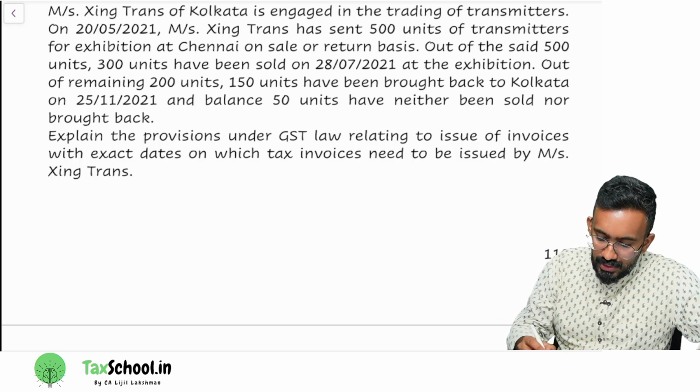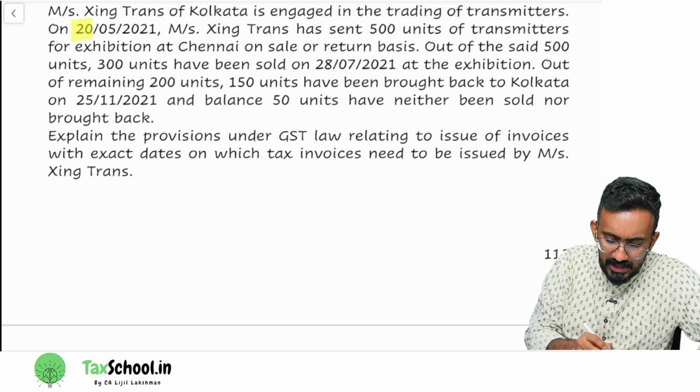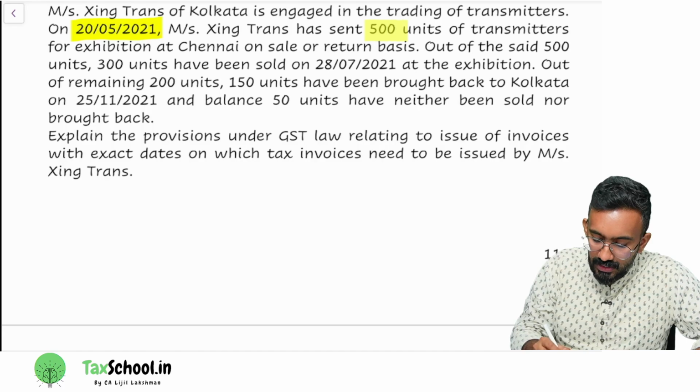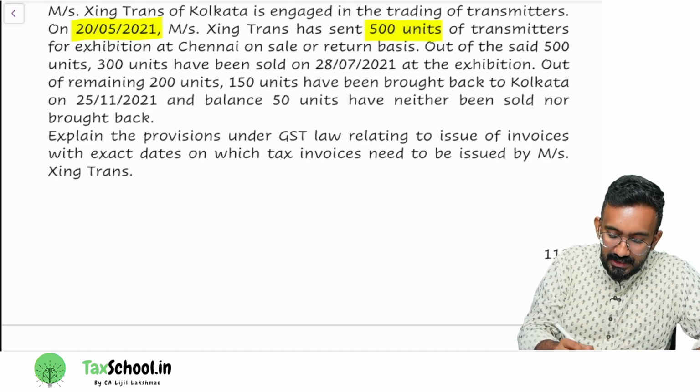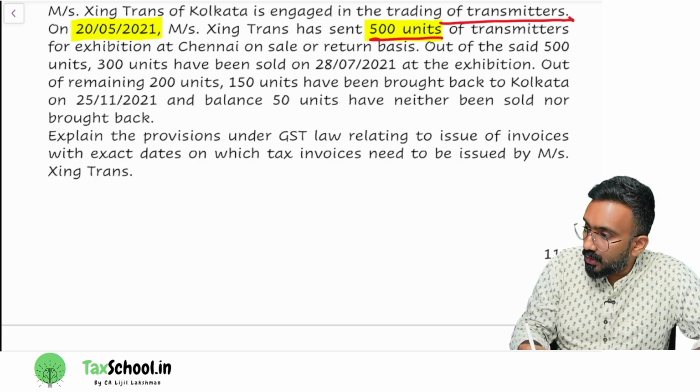They are sending the goods to the exhibition on what basis? Sale on approval or return basis. How many units are sent? On 20 May 2021, they have sent 500 units. At the time they are sending these 500 units, what document will they issue? A document called delivery challan.